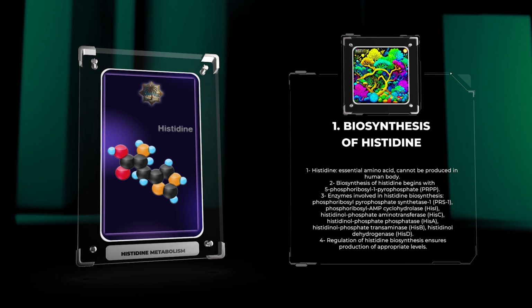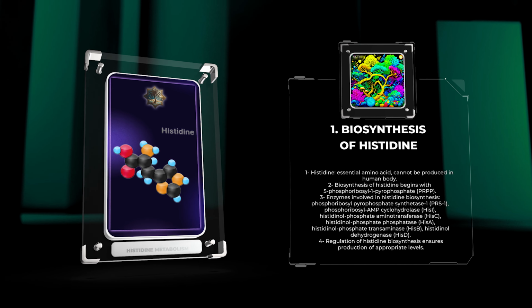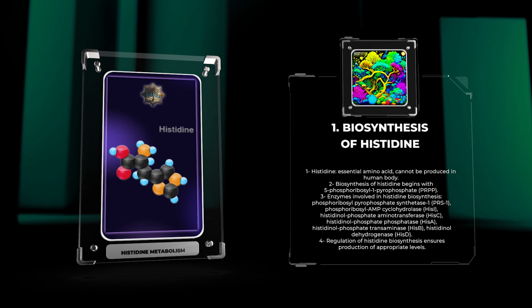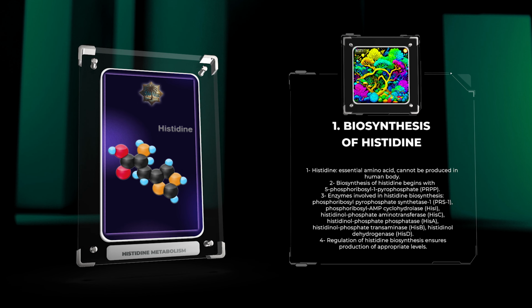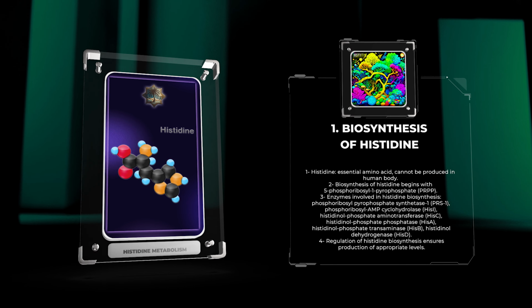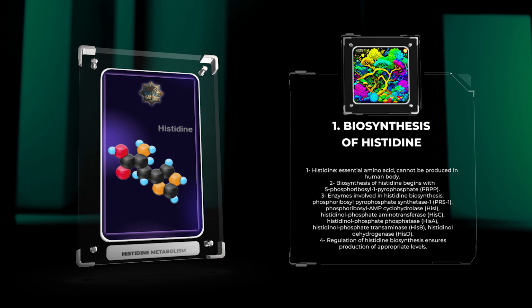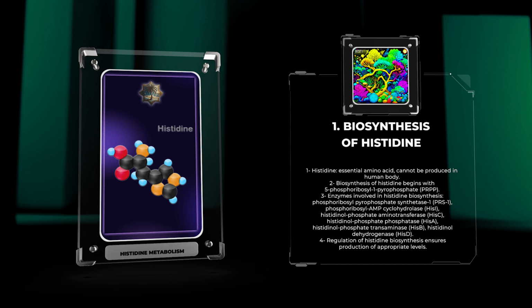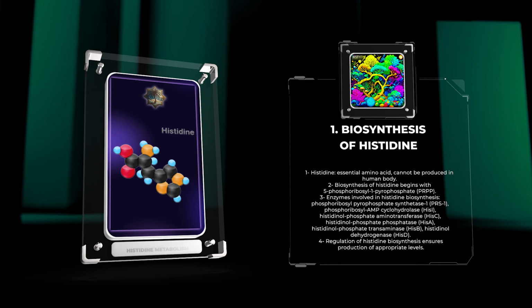Subsequently, PRPP undergoes a series of reactions involving several enzymes, including phosphoribosyl AMP cyclohydrolase, HISI, histidinyl phosphate aminotransferase, HISC, and histidinyl phosphate phosphatase, HISA. These enzymatic reactions enable the formation of histidinol, which is further converted into histidine by histidinyl phosphate transaminase, HISP, and histidinyl dehydrogenase, HIST. The biosynthesis of histidine is tightly regulated, ensuring the production of appropriate levels to meet physiological demands.